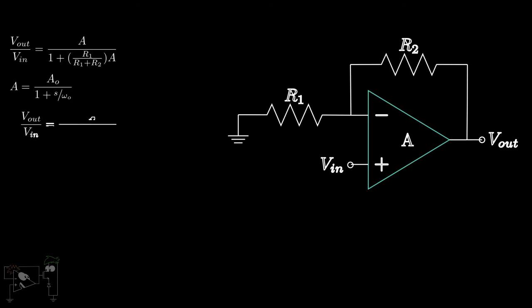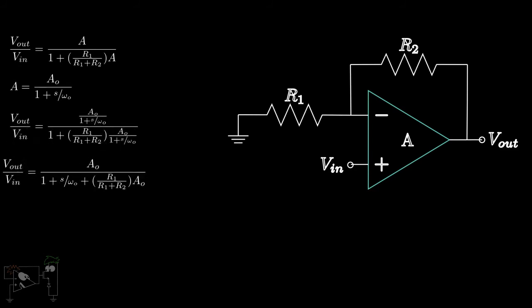Substituting A naught upon 1 plus S by omega naught in place of A, we get the following expression. Multiplying the numerator and denominator by 1 plus S by omega naught, and rearranging a bit, we get this. This is a first-order system with the pole at omega naught into 1 plus R1 upon R1 plus R2, into A naught. The DC gain is now A naught upon 1 plus R1 upon R1 plus R2, into A naught.